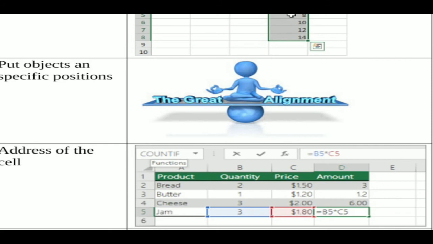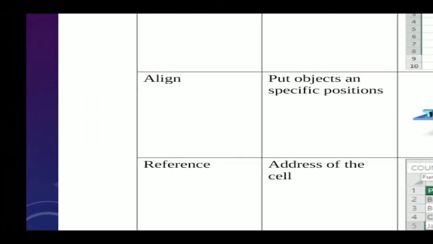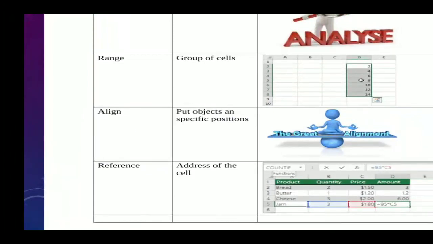Okay, so what do you understand by this picture? He is trying to balance. He doesn't want to shift to the right side, nor to the left side, just stay in between, in the center, to be balanced. So here the meaning of this is alignment. Alignment: put objects on a specific position. So when we put any text on the left side, right side or anywhere, then it is called alignment, or positioning something.